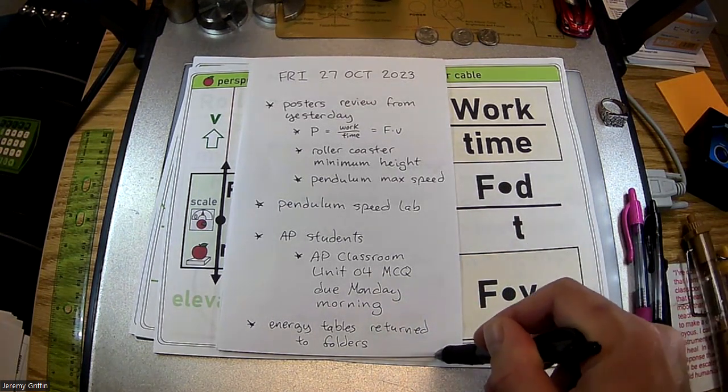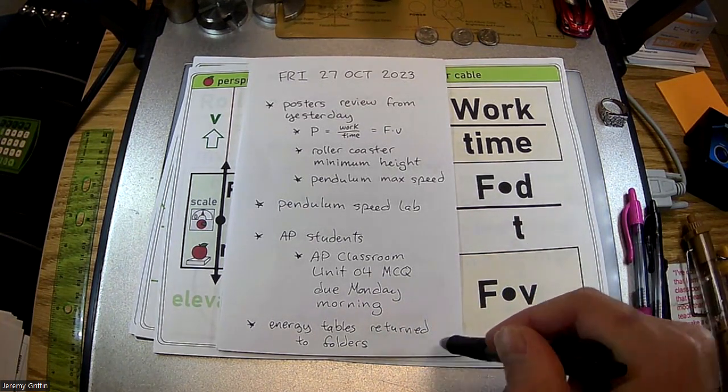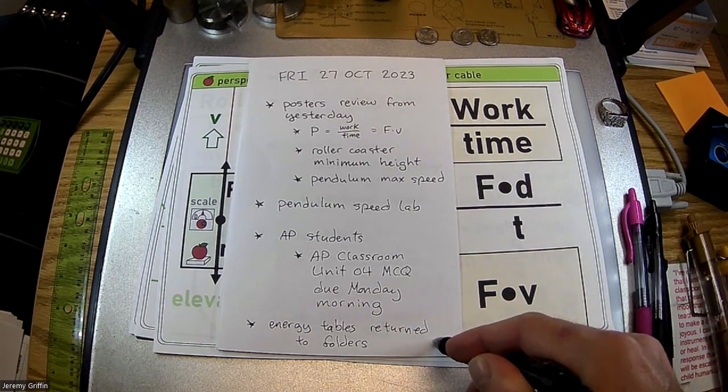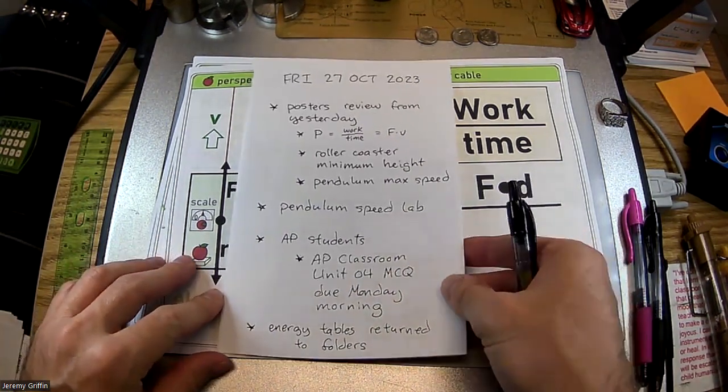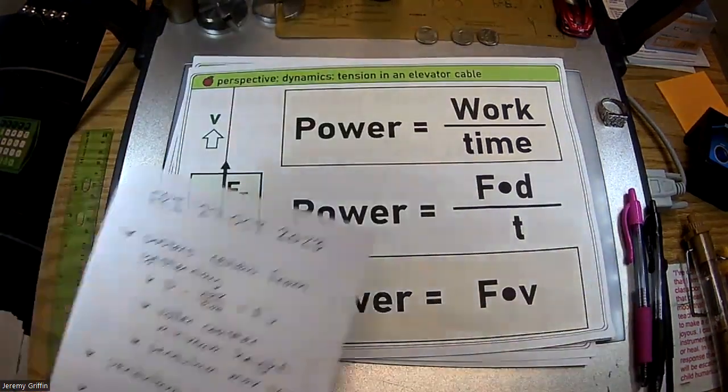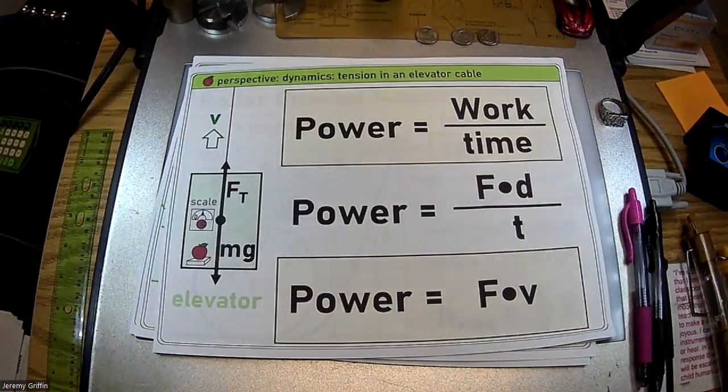You guys remember those 12-row energy tables we've been doing the last couple of days? I did get those checked off, points in the grade book, and they are back in your return folder. So if you wanted those, they might be pretty good notes too, right? All right, so let's do a few review posters before we get to the lab today.